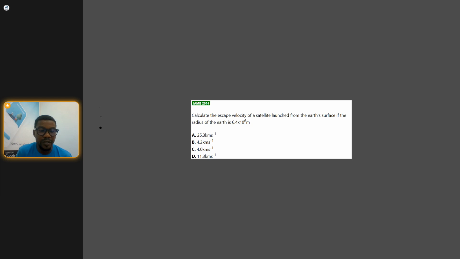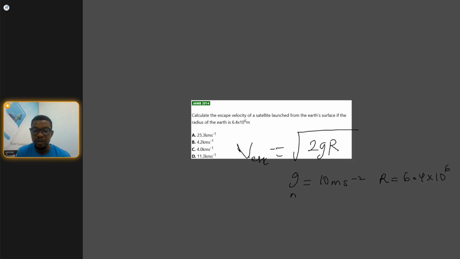You are going to make use of the escape velocity formula, which is V escape equals the square root of 2GR. G for this question, take G to be 10 meters per second squared. Your R is given already. Your R is 6.4 times 10 raised to the power 6. So this is all you need to solve the question.